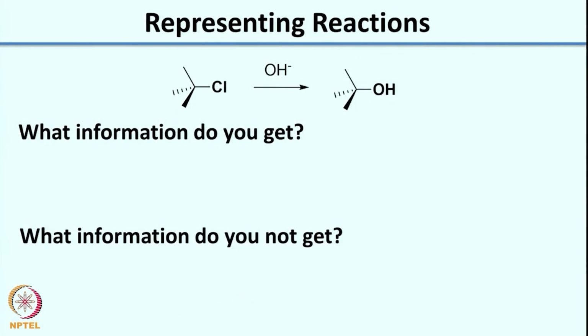Now, I would like you to think on two questions. When you look at the reaction being expressed in this way, where you have A going to B, which is the reactant going to product, and the reagents given above the arrow: one, what information do you get? Two, what information do you not get? I would like you to spend a couple of minutes to think about these questions and write down your thoughts on a sheet of paper. You can press the pause button on the video and think about these two questions. To repeat, what information do you get and what information do you not get when you look at this representation of writing reactions?